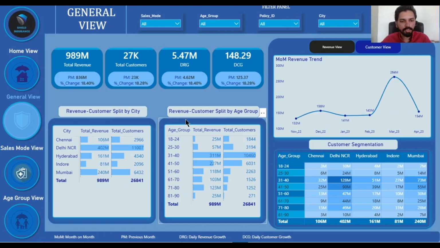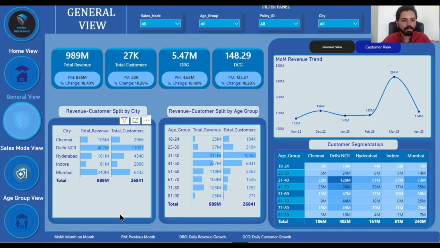Now, on the downside, let's understand two things. First, we will understand the revenue or the customer split by the city. And secondly, we will understand the revenue or the customer split by the age group. So based on the city, as we can see here, Delhi or the NCR region is the highest revenue generator, and the same city also has the highest customer base.